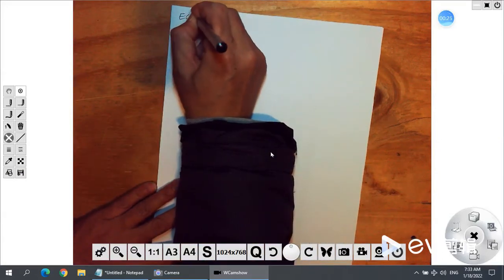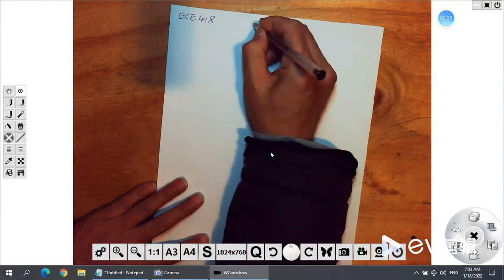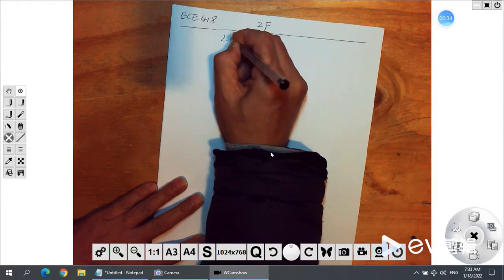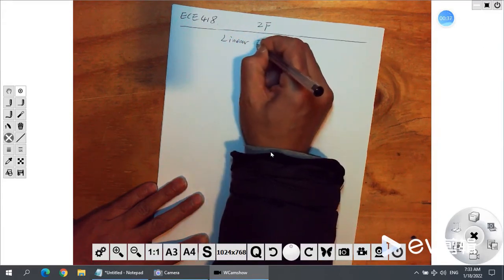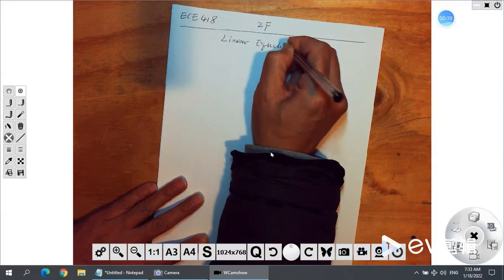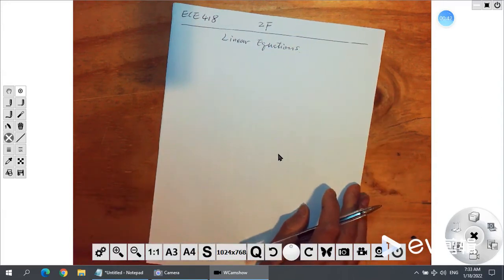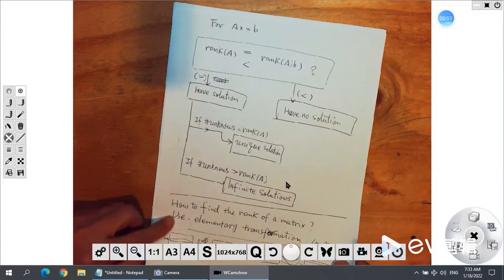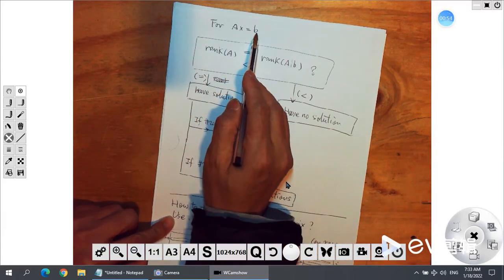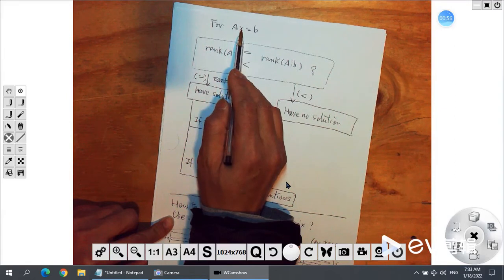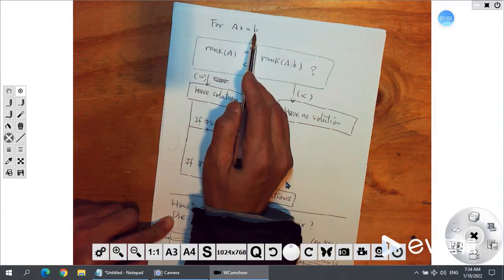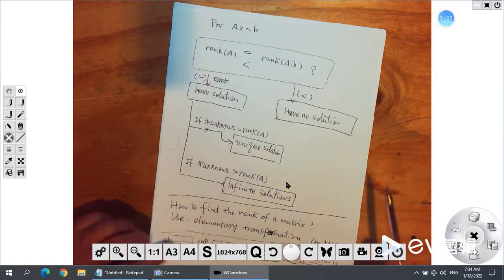ECE 418, this is the second week Friday's class, linear equations. Last time we discussed how many different cases we can have. These are the notes from last time. For a linear equation AX equal to B, where A is a matrix, X is a vector of unknowns, and B is a vector with some given values, we have several cases.